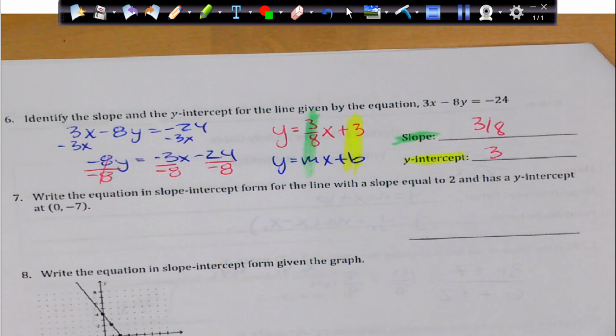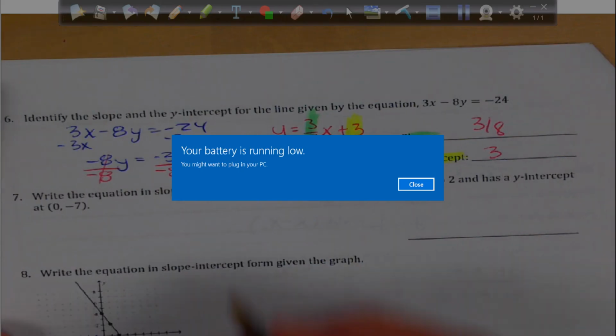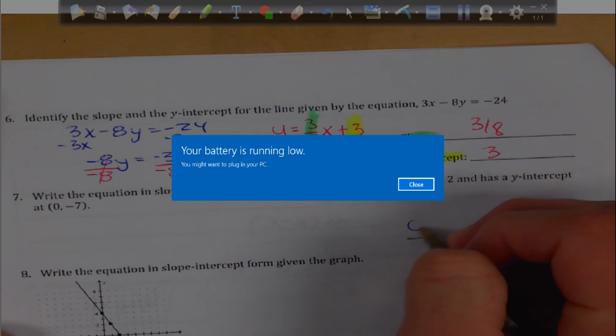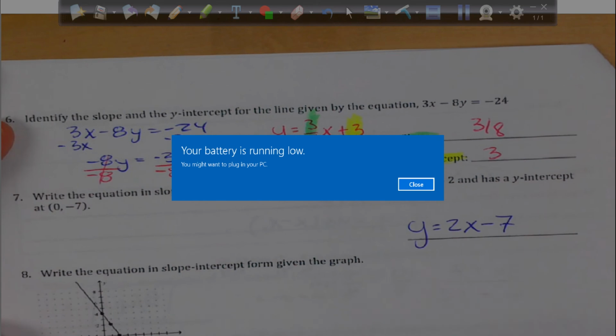Write the equation in slope-intercept form for a line with the slope of 2 and the y-intercept of negative 7. This is pretty fast. We literally can just write the answer. Slope is 2, and my y-intercept is negative 7. That easy.